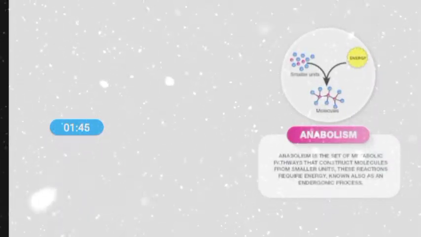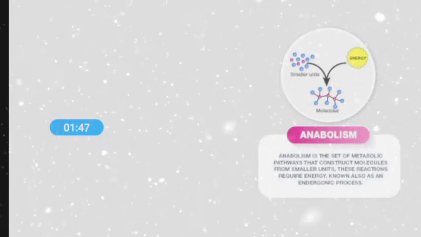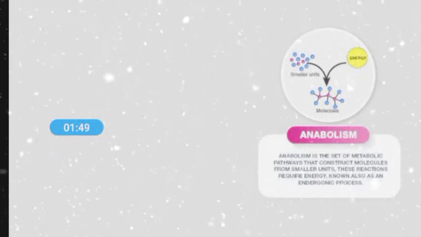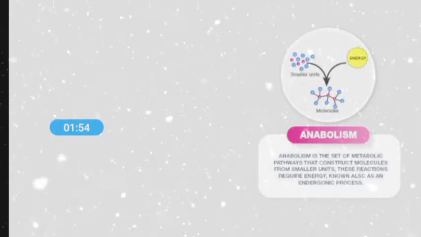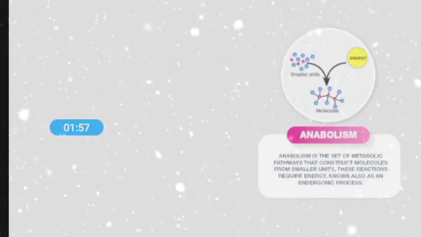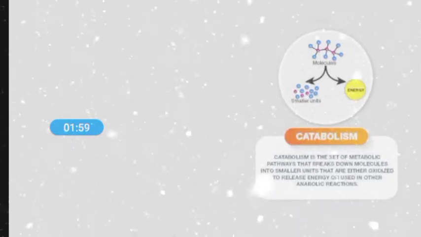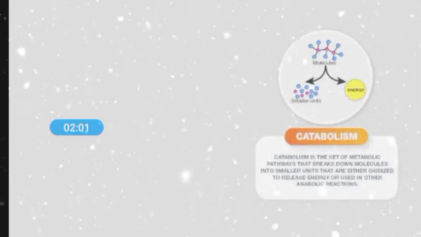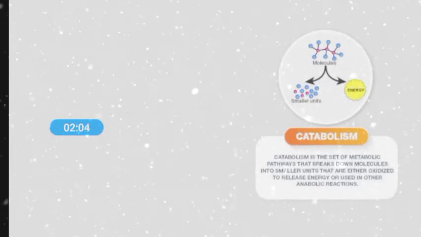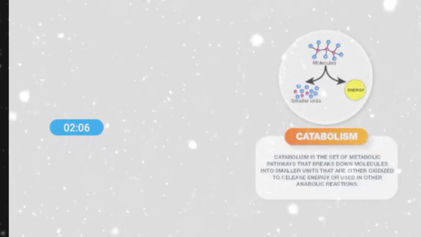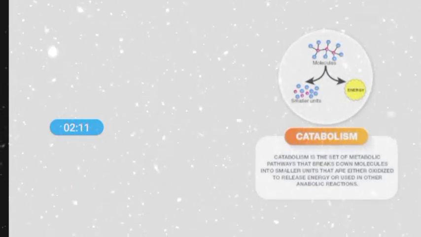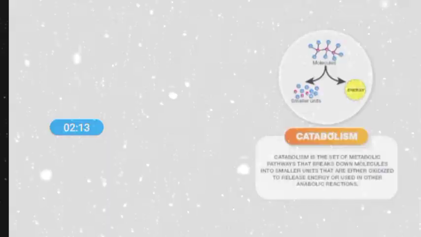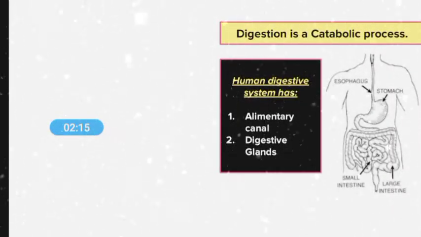Anabolism. Anabolism is a set of metabolic pathways that construct molecules from smaller units. These reactions require energy, known also as an endogenous process. Catabolism. Catabolism is a set of metabolic pathways that break down molecules into smaller units that are either oxidized to release energy or used in other anabolic reactions. Digestion is a catabolic process.